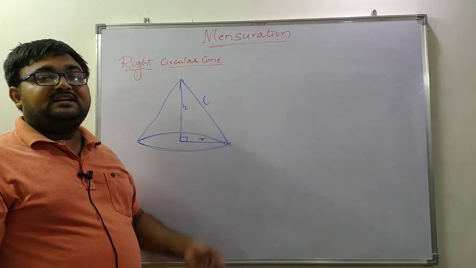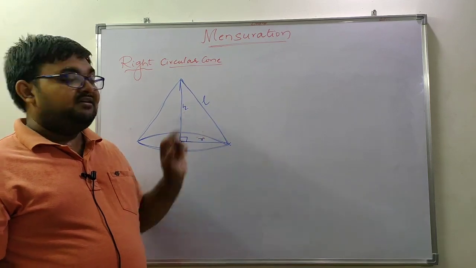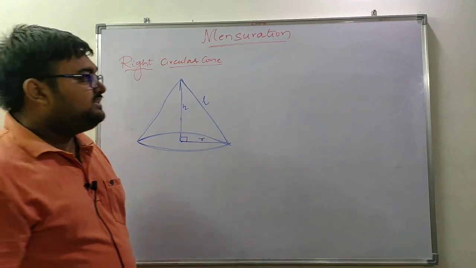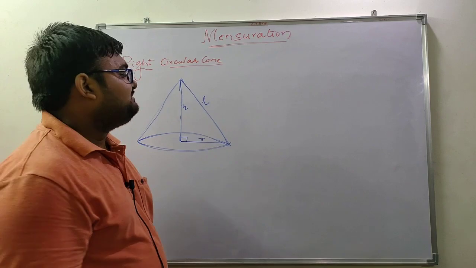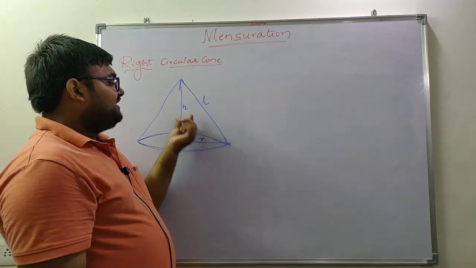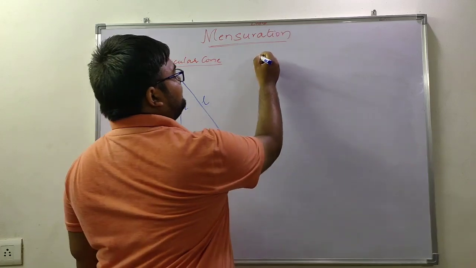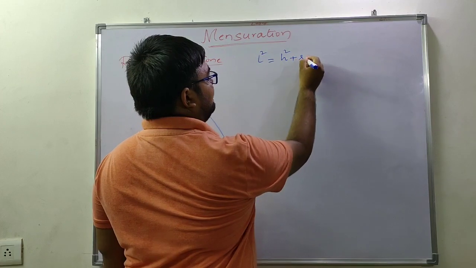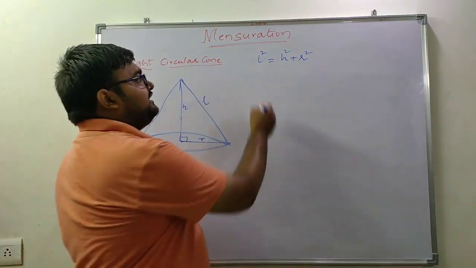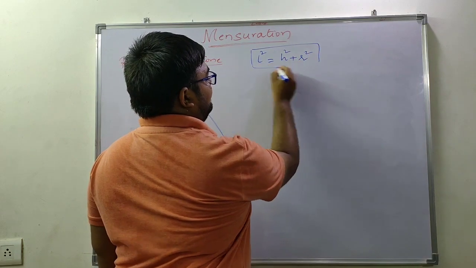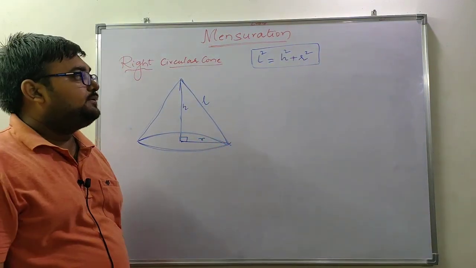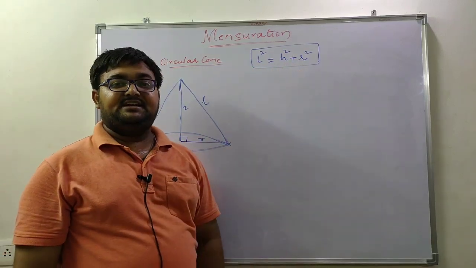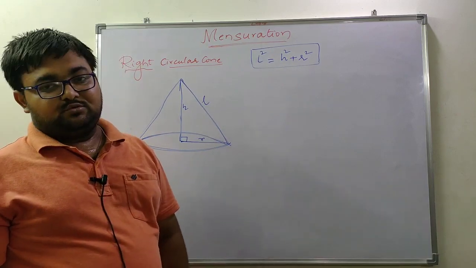Now we can bring out one relationship between these three variables. Height, slant height and radius can be correlated with each other by using the Pythagoras theorem. What is the Pythagoras theorem? Hypotenuse square is equal to side square plus side square. From that, slant height square is equal to height square plus radius square. You can use this relation while solving problems related to the cone. By transposing, you can get h and r in terms of the other two.